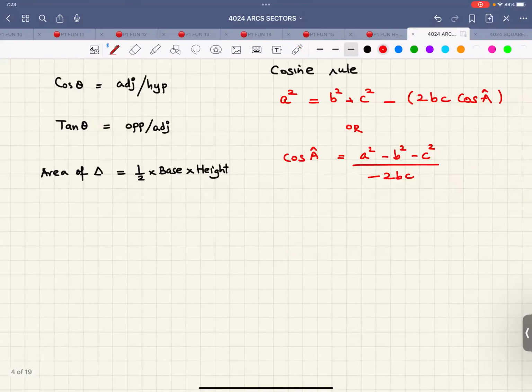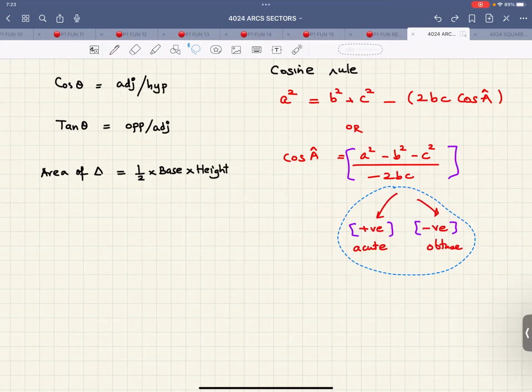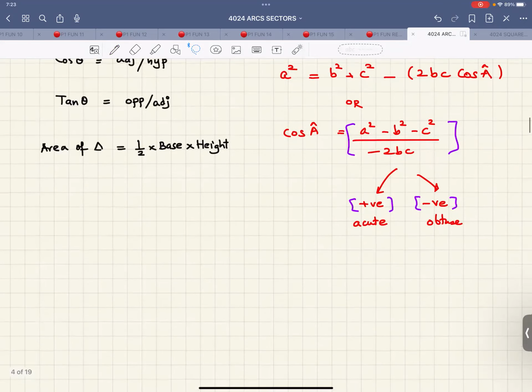Remember, if cosine is positive, the angle is acute. If cosine is negative, the angle is obtuse. This is with respect to this bracket over here. If this bracket is positive, angle is acute. If this is negative, the angle is obtuse. So let me just move this comfortably below this, like this.